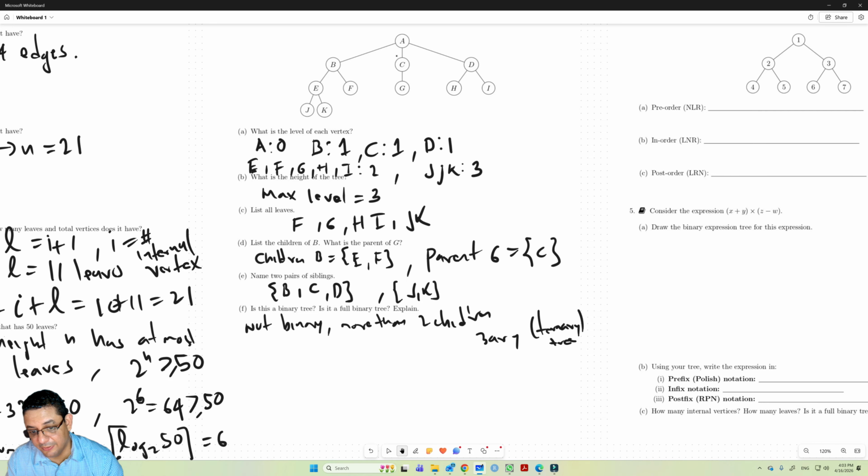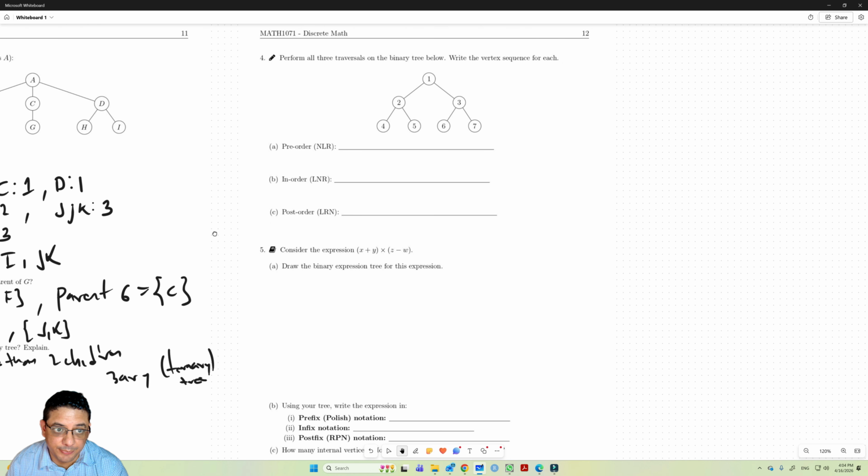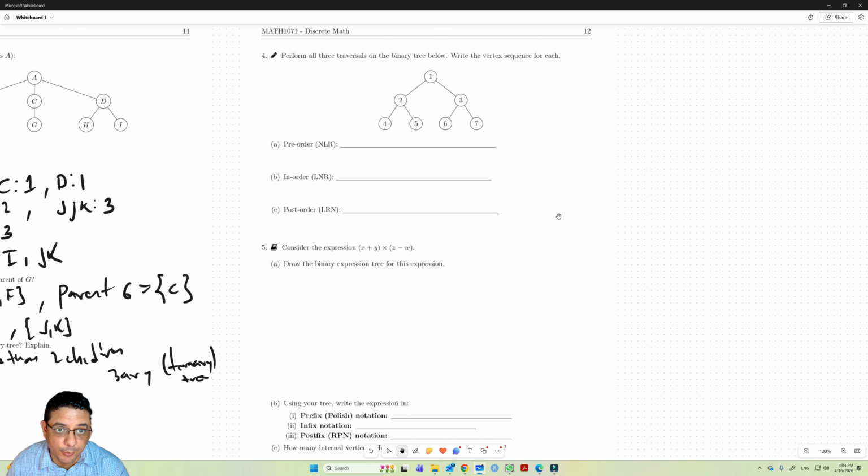And so since it's not binary at all, the concept of full binary isn't really going to apply. Now let's talk a little bit about traversals. So for question 4, we want to perform traversals on the binary tree below and write a sequence that we'll use for each of them.